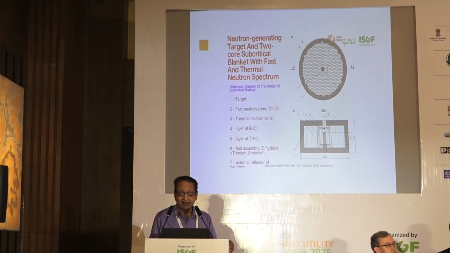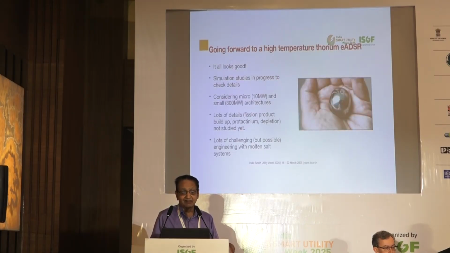An alternate design for a dual core reactor I have shown here. In the bottom figure, we can see the dimensions are very small, about 3 meters by 3 meters. I will not go into the depth of this design because this is coming from simulations. One can see the dimensions only. This is too compact, and so far it looks good.